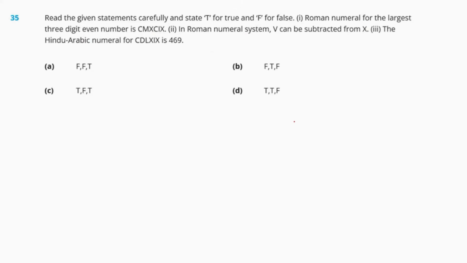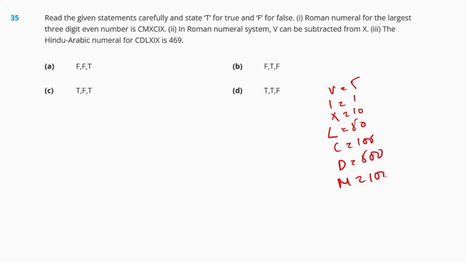So first of all, before discussing the Roman numerals, let us first revise the values of the different Roman numerals. See, L is equal to 50, I is equal to 1, X is equal to 10, and V is equal to 5, then C is equal to 100, D is equal to 500, and M is equal to 1000, right? Another thing that we need to remember is, whenever any Roman numeral is written before the greater Roman numeral, it always means subtraction. And when the smaller Roman numeral is written after the greater Roman numeral, it means addition, right?